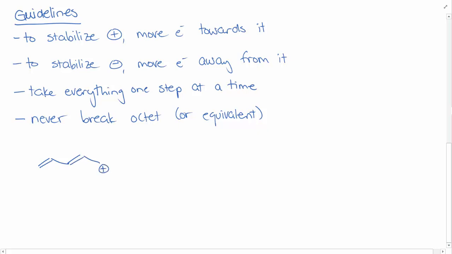As a couple of examples, say we had this molecule here with a positive charge on the end. Well, we have a positive charge, so we want to move electrons towards it to stabilize it. I'm going to take things one step at a time, and I'm going to take a pi bond and turn it into a pi bond. Now this carbon on the end here is positively charged, so it only has 2 hydrogens, so I'm not breaking the octet of carbon by moving this pi bond. So this is a legal move of resonance. Now the positive charge is on the middle. So I've taken just one step. Now I can take a second step where I keep pushing electrons towards this positive charge. And now my positive charge is on the opposite end of where it started.